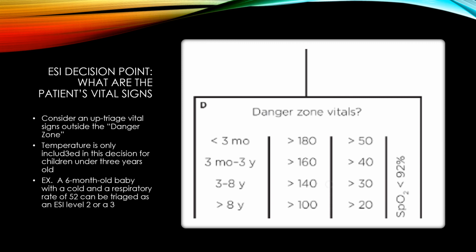Based on the patient's history and physical assessment, the nurse must ask if the vital signs are enough of a concern to say that the patient is high risk and cannot wait to be seen by the provider, in which case you up triage and get them to your next available bed.